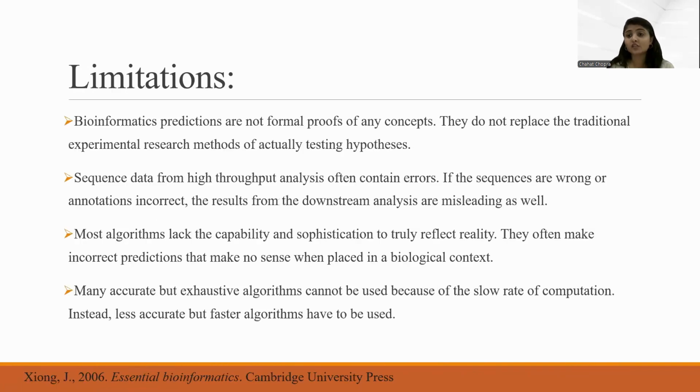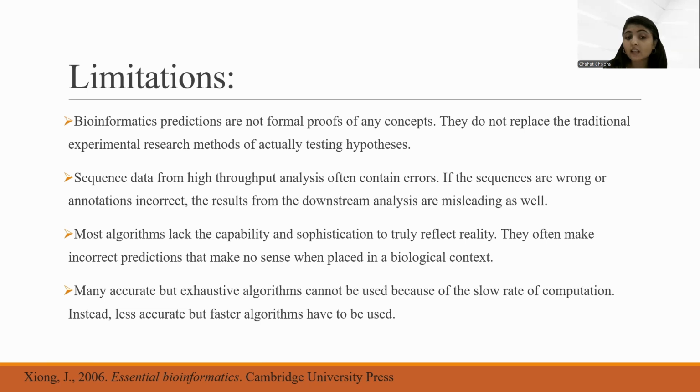Now, there are some limitations of this field also, that its predictions are not formal proofs of any concept. Because they cannot replace the traditional experiments, the typical experiments we do in our laboratory. The sequence data from high throughput analysis often contains errors because bioinformatics methods are more error prone. Because if one entry is made incorrectly, the whole data will be misleading.